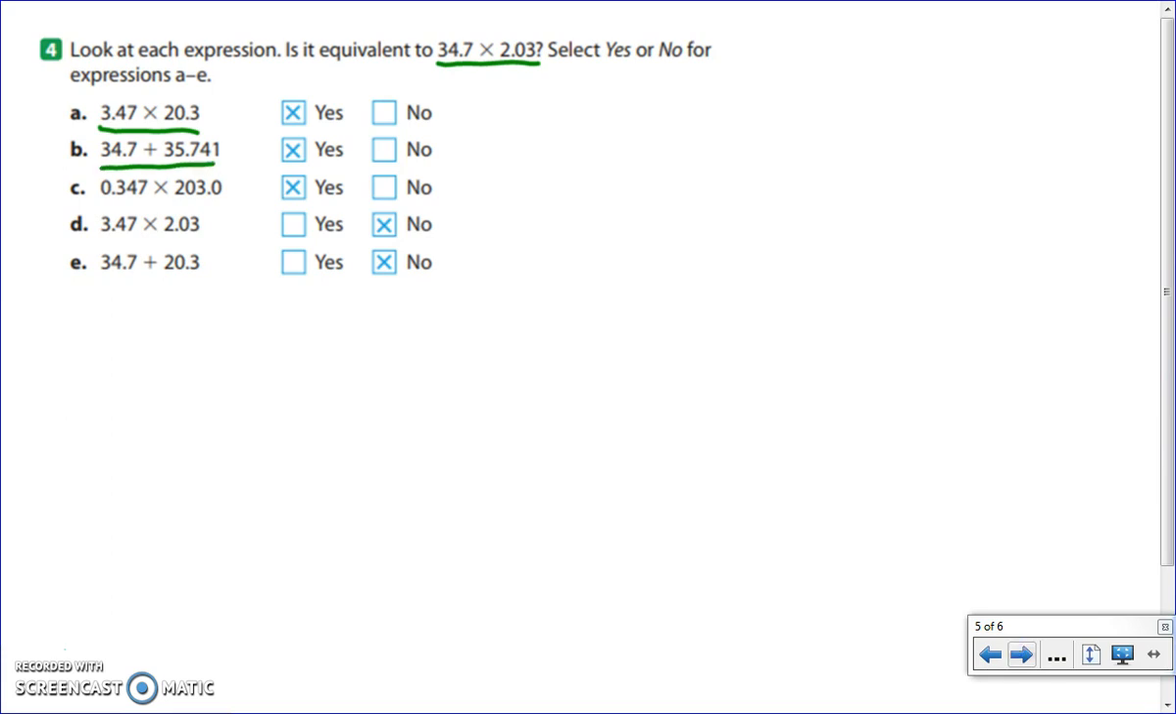Again, they're moving the decimal. In this one, they move the decimal here, but not here. And on this one, they're adding instead of multiplying. So let's check what we're trying to shoot for here. 34 7/10 multiplied by 2 3/100. Let's figure out what that product is, and then we can have a better chance at solving A, B, C, D, and E.